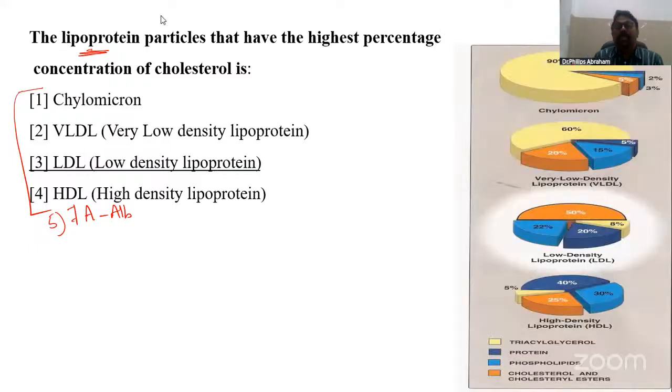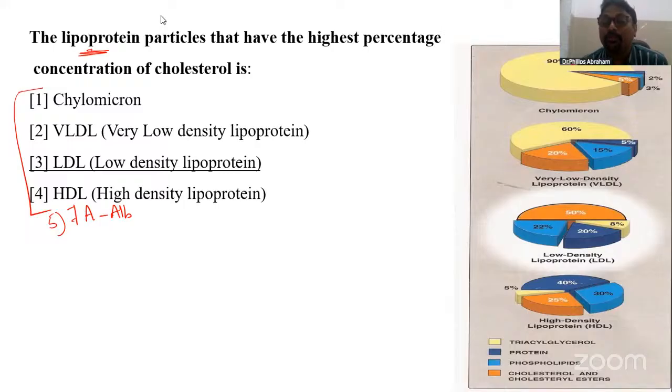See, chylomicron is the one containing 90% triglycerides. Always, all the lipoproteins are covered by phospholipid. So it will have phospholipid, some amount of protein, the apolipoprotein, and some amount of cholesterol. So triglyceride is maximum in chylomicron.